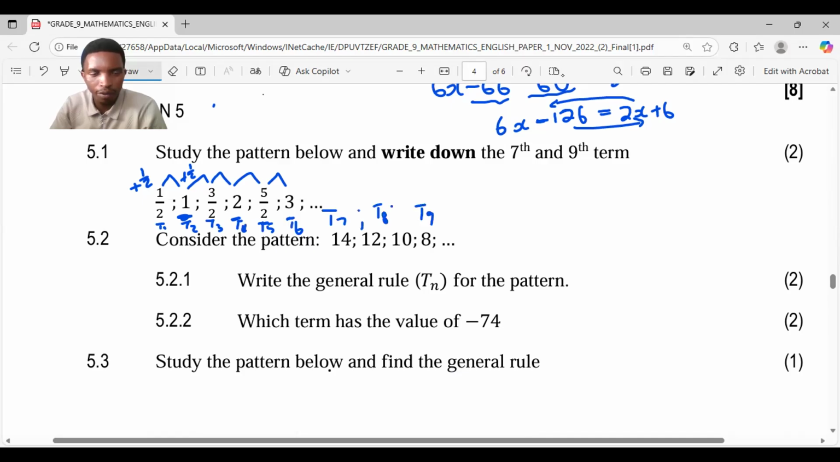So if we have a 3 and then we add a 1, how much is it going to give us? We can simply say 3 and a half, right? 4. How much is that?